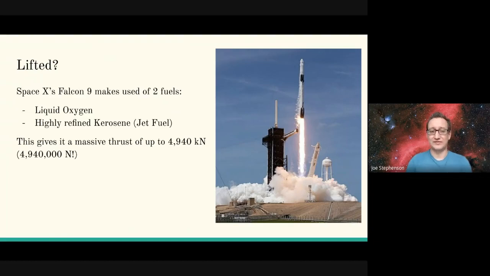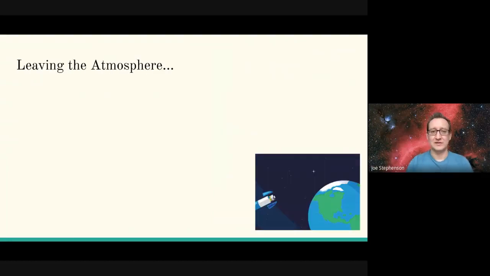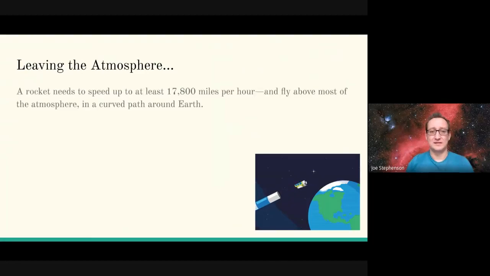Okay, now what you have to think about there then is, what's the mass of the rocket? So therefore, the weight of the rocket is going to be less than that, and that gives it the acceleration required to lift off the ground. Now, this is all well and good. So we have to get up into the atmosphere. Now, a rocket needs to speed up to at least, this is incredible if you think about this, in order to escape the Earth's gravitational pull, about 17,800 miles per hour. And that's an incredible speed if you think about it.